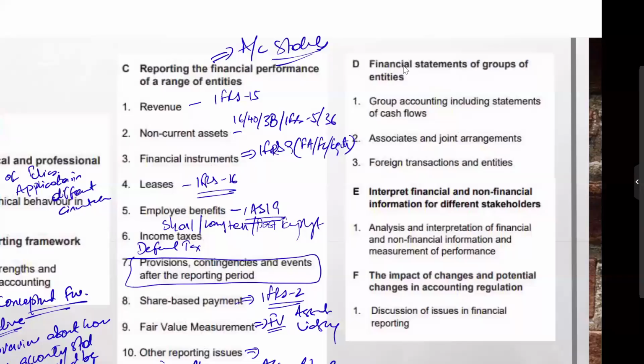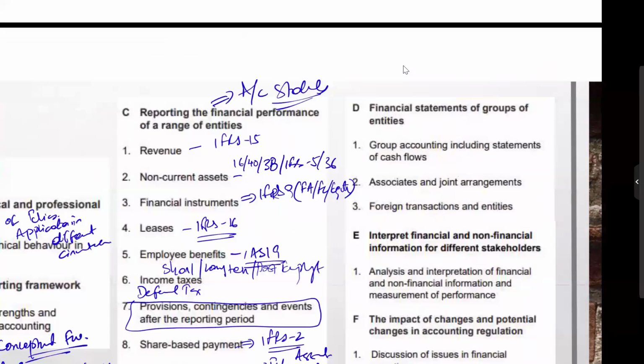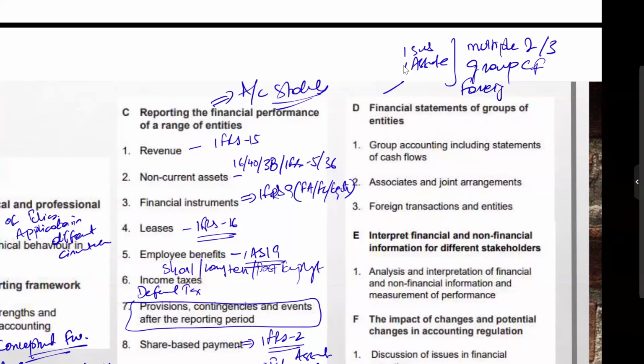Then we move a bit forward and we talk about the group accounts. Up till now, you have discussed a maximum of one subsidiary and one associate. Now we would be talking about multiple subsidiaries. We could have two subsidiaries, we could have three subsidiaries. We would have group cash flows. We would have foreign investments or foreign subsidiaries, etc.